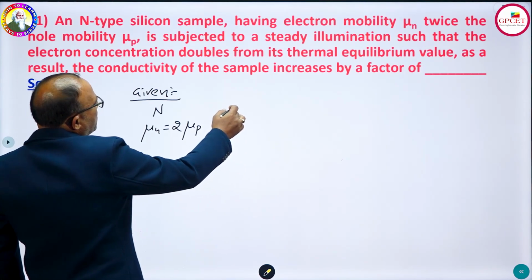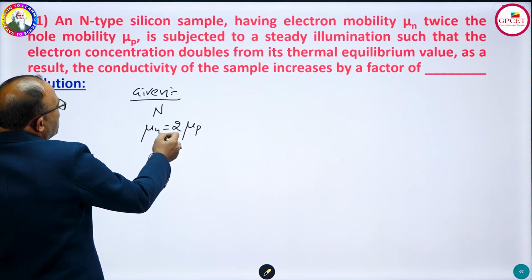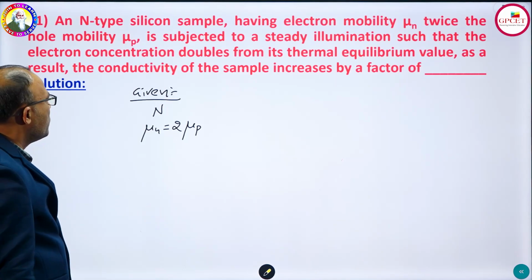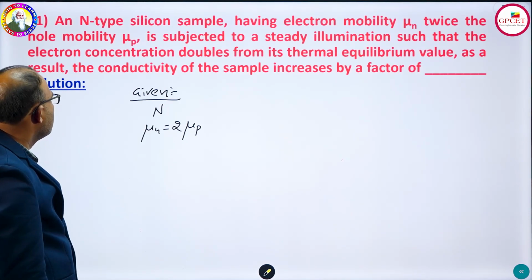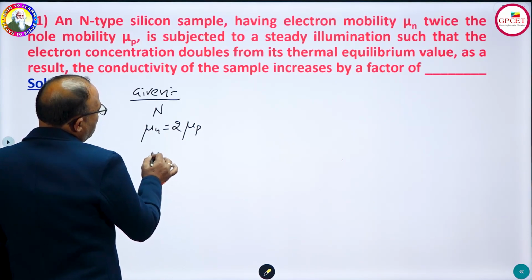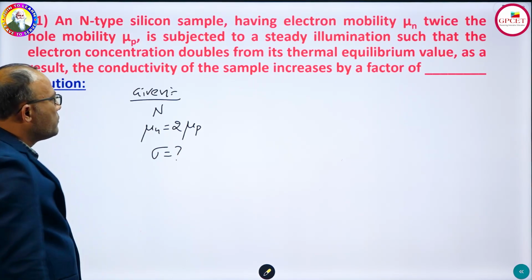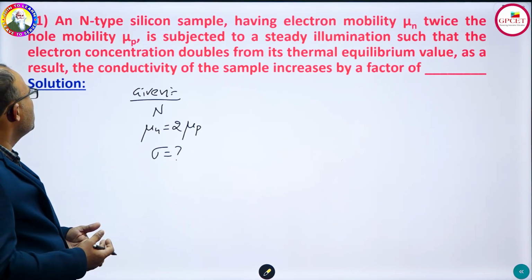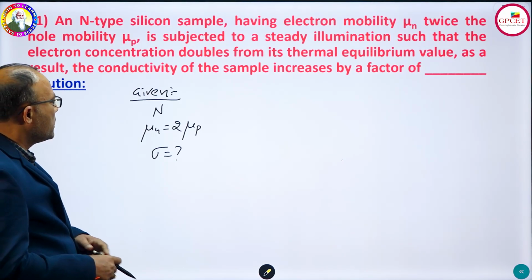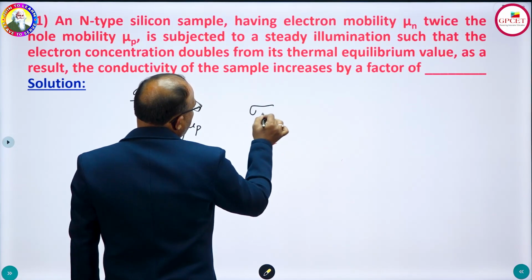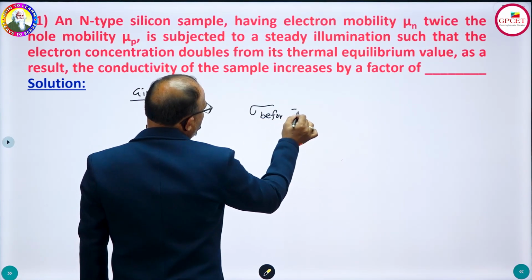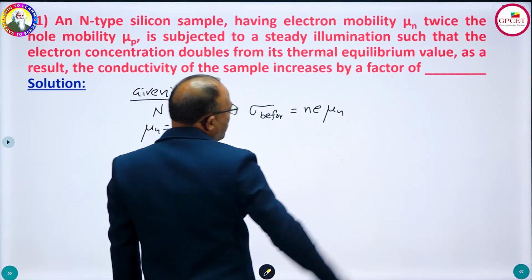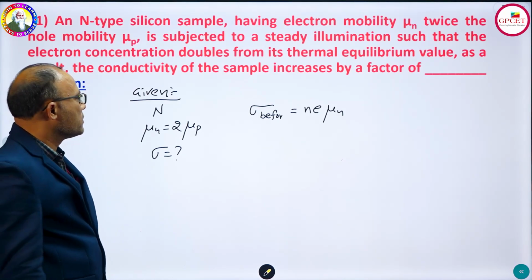So he is telling that the electron concentration is doubling from its thermal equilibrium value. So what happens to conductivity here? Conductivity we need to find, of the sample, increased by a factor of what? Originally, what is the conductivity before illumination and after illumination? So first write the conductivity before illumination. We have a formula for conductivity: sigma is equal to N e mu n, because it's an n-type semiconductor.